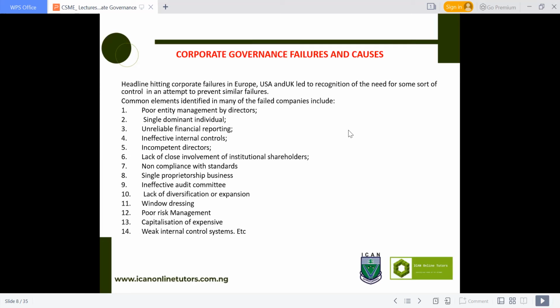Then why will a company fail? Corporate governance failures and causes. Let's not even look abroad, let's look at our home country. Maybe when we were young, there were some companies that existed, but nowadays they are nowhere. Why do we have that?